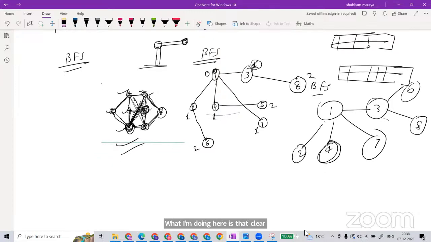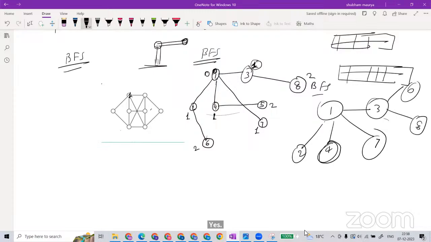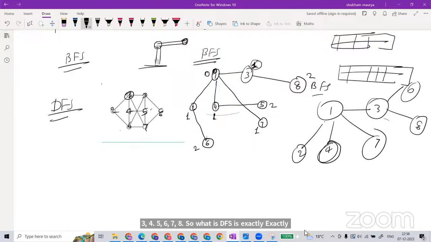Okay. Now, what is DFS? Here again we have vertices 1, 2, 3, 4, 5, 6, 7, 8. DFS is exactly like searching on the internet. I started from 1. So I can go to 2, 4, 7, or 3. Let's move to 3, since any one of them is possible, because there is one edge. So I can go anywhere. Let's go to 3 here.